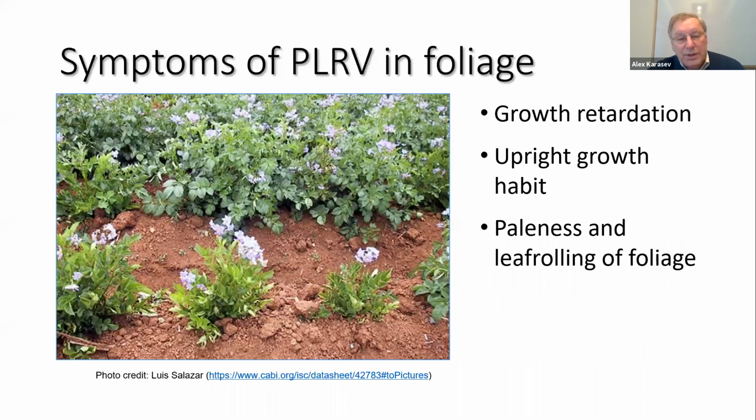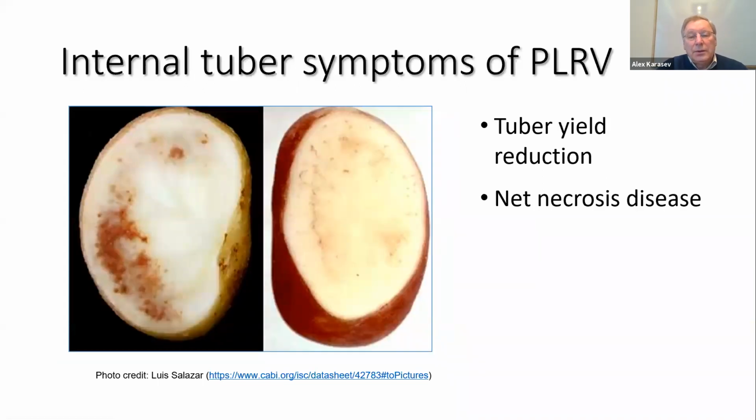This is how the foliar symptoms of potato leaf roll virus look. In the foreground, you have plants infected with potato leaf roll virus showing yellowing, growth retardation, and upright growth habit, and very characteristic leaf rolling in the foliage. In tubers, potato leaf roll virus induces internal tuber symptoms associated with vascular tissue, and maybe that's why it's called net necrosis disease.